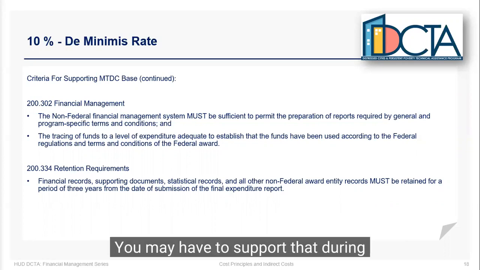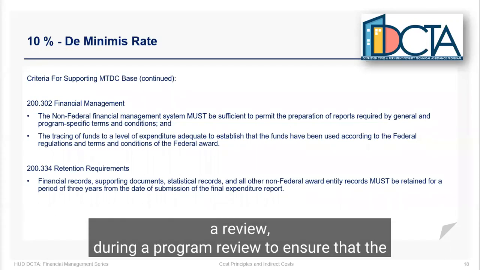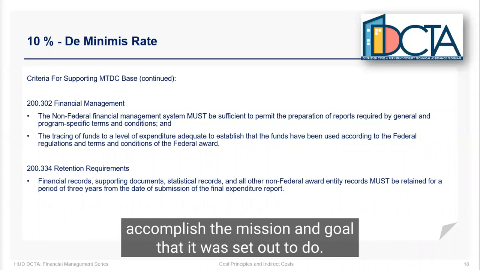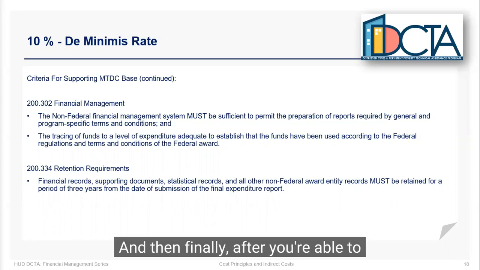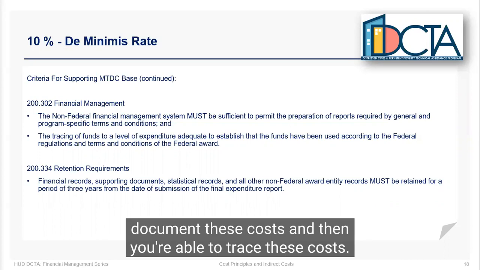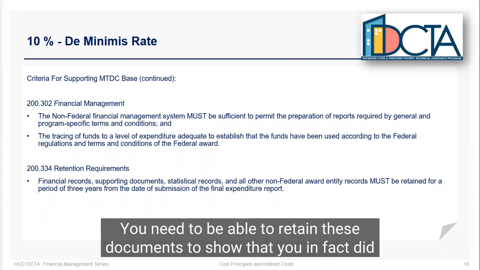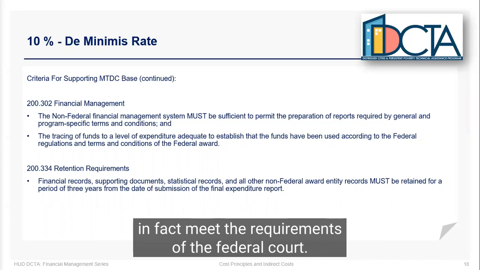And you may have to support that during a program review to ensure that the federal award accomplished the mission and goal that it was set out to do. And then finally, after you're able to document these costs and then you're able to trace these costs, you need to be able to retain these documents to show that you did meet the requirements of the federal award.